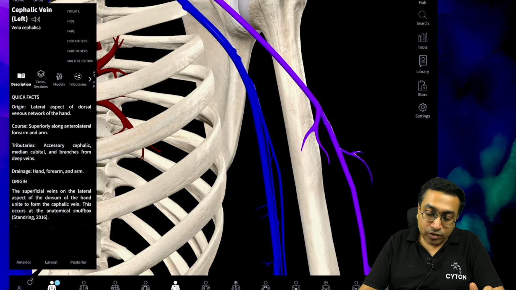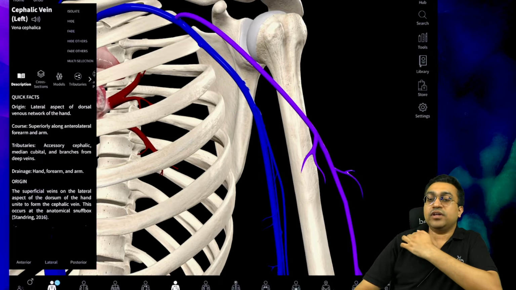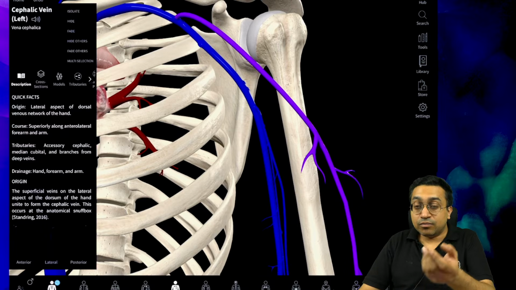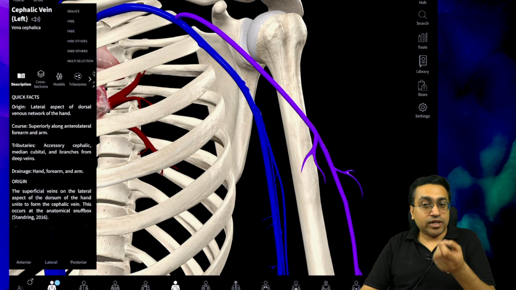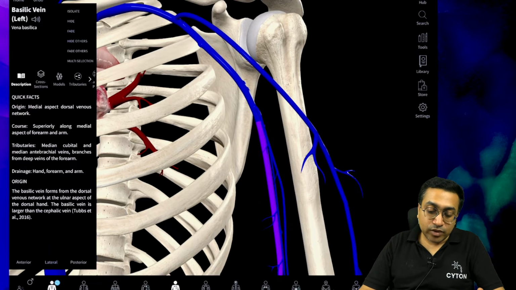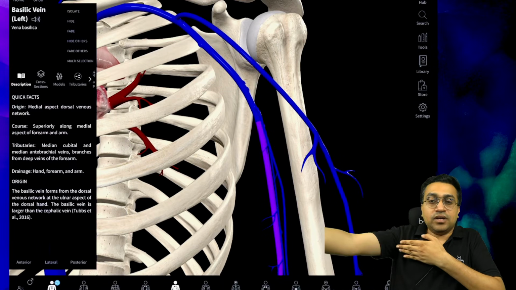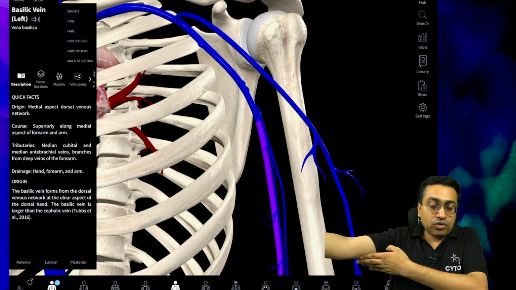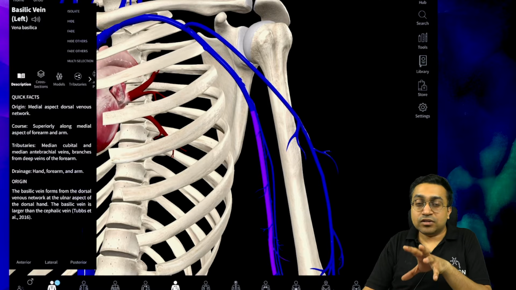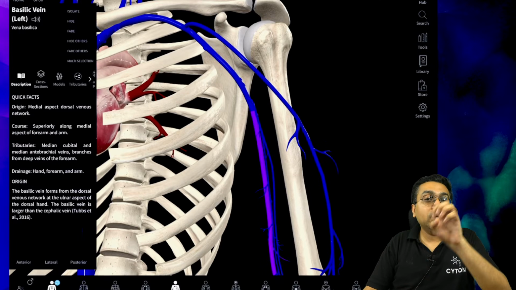All right, then we have two main veins in the upper limb region. If you see carefully, this is the cephalic vein. Cephalic vein is on the lateral aspect. We'll discuss that also in quite detail, because this is a very important vein for catheterization also and many other places. Then you have this vein, that is the basilic vein, which is relatively on the medial aspect of the arm.